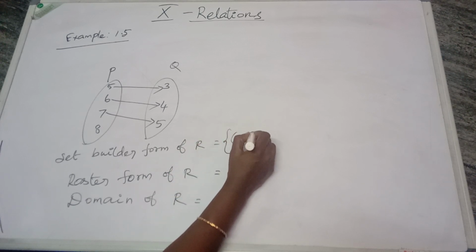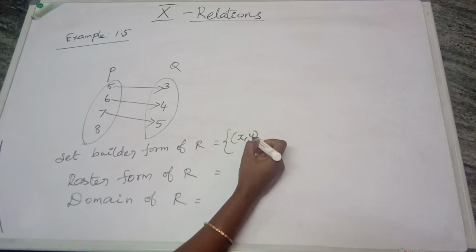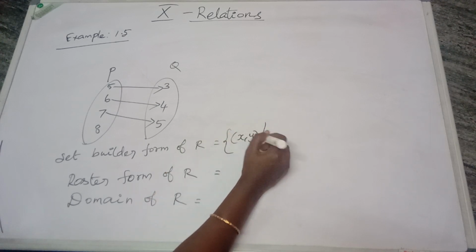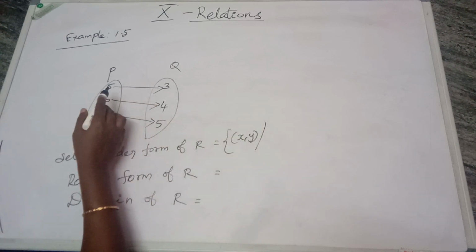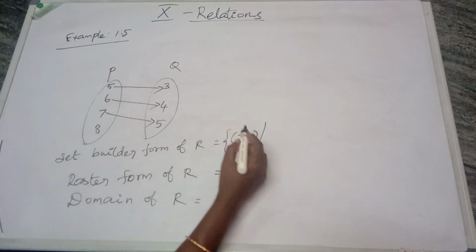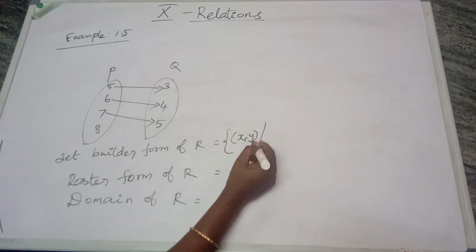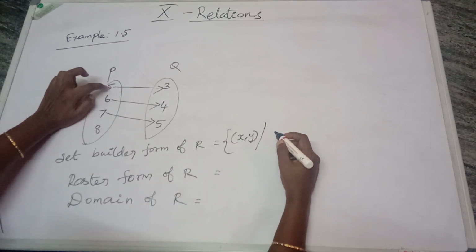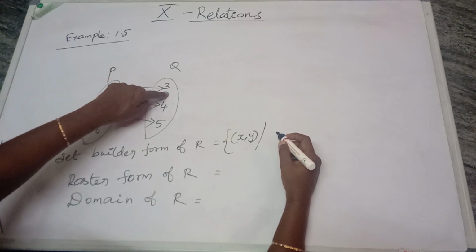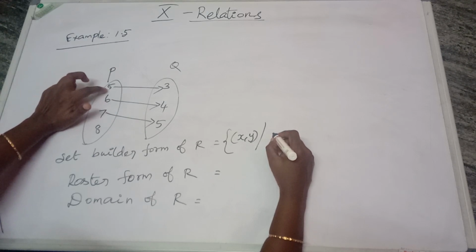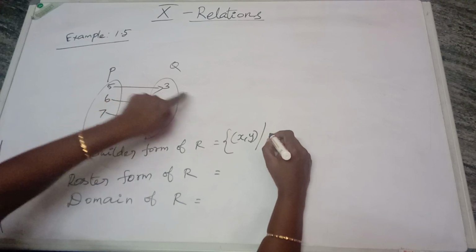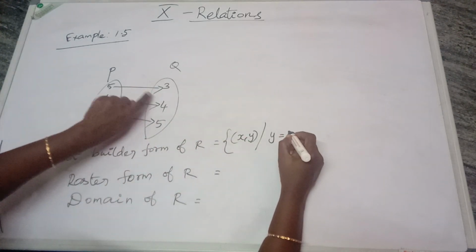So (x, y). X is related to y. This is an element of the relation, the set of such pairs, where the element in the first set is represented by x and the element in the second set is represented by y. So how do you write this condition? If you subtract 2 from the element of the first set, we get the second one. So to get this 3, that is y, we have to subtract 2 from x.